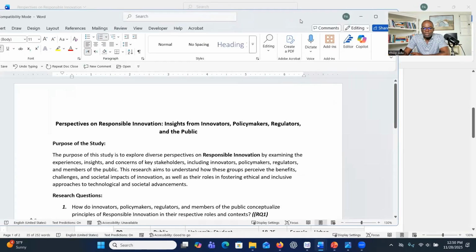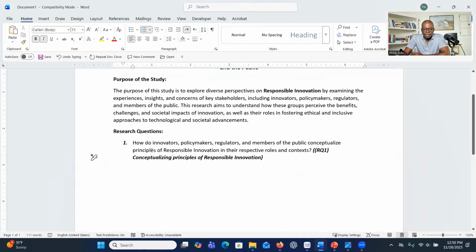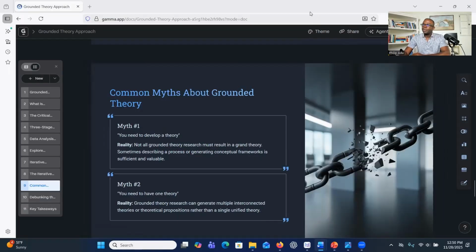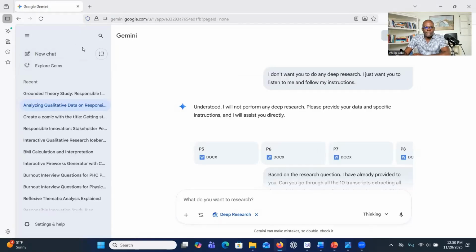What I want to focus on is the first research question. I've adjusted the first research question a little bit. I want to focus on how participants conceptualize principles of responsible innovation. So what we're going to do is develop a theory that will help us explain the conceptualization of principles of responsible innovation. So let's go to Gemini. I'm using the paid version, the Pro version of Gemini, as we can see here.